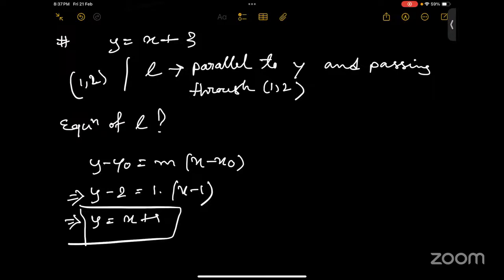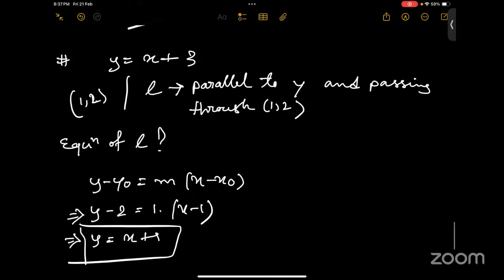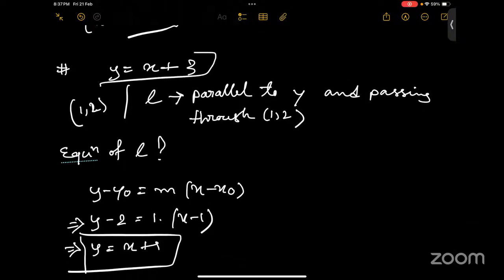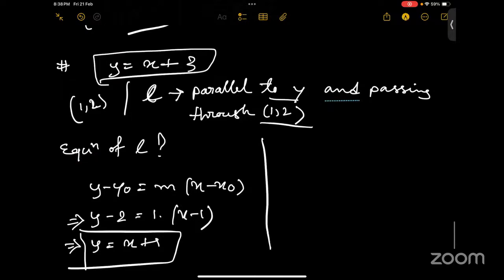Ma'am, did you write (1, 2) such that L is parallel to y? Yes. y means this line. So L is parallel to this line and passing through this point. Because they are parallel, we know the slope will be equal, right? And we have one point on the line. So if I have the slope and a point, how can we calculate it? Ma'am, how did you put the slope as 1? Slope is 1 only.